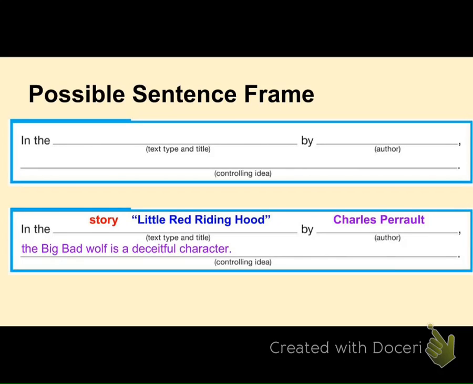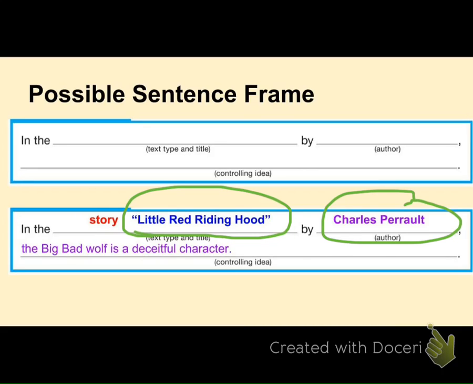Do I have the title? Yeah, Little Red Riding Hood. And it's a short story, so I put that in quotes. Do I have the author? Yep, Charles Perrault is the author. And do I have the type of text? Here it is. It's a story. Finally, the most important part is our thesis statement or big idea. The big bad wolf is a deceitful character. That's where I state my opinion. So there I have it.